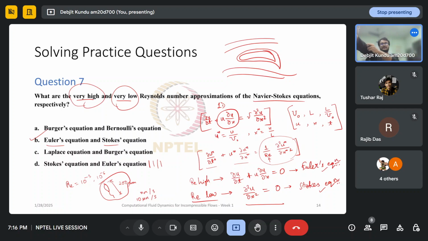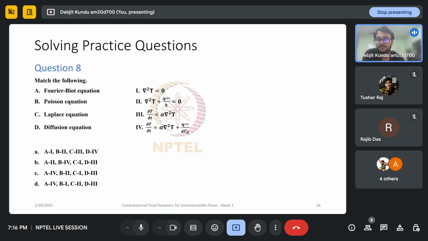So this was just to give you an idea of what's going on around the world. Okay, so if you do not have any questions, we'll move along. We'll move on to question number 8 now, which is associated with certain equations and their forms. So, hoping that you are familiar with these equations, we have the Fourier bio equation as option A. We have the Poisson equation as option B. We have the Laplace equation as option C, and we have the diffusion equation as option D.